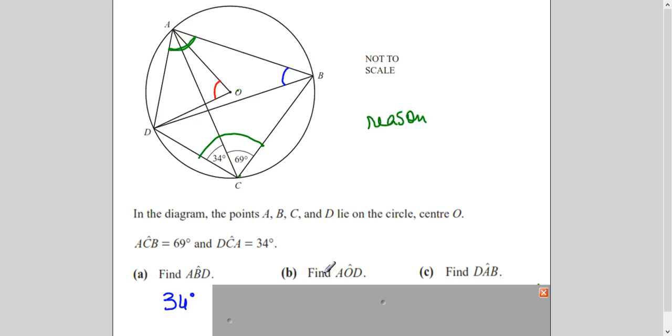Okay. Now find AOD, this angle, the red one. Now we have just studied, this is the angle at the center by the chord AD, and this is the angle at the circumference by the chord AD. So the relation is of double and half. So this red angle will be double the blue angle. So it will be 68. Again, if the question says give the reason, you will write angle at the center is twice the angle at the circumference.